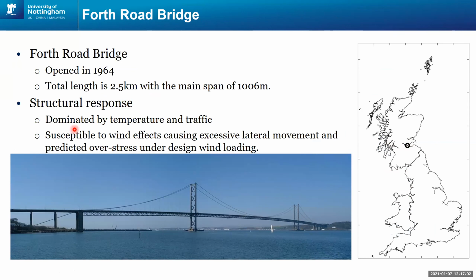One of the things about the bridge is that its structural response is dominated by temperature and traffic. That means if we're to try and understand the wind-induced behavior, we need to separate out those effects to get a representation of that. And we've been doing a lot of work on data analysis techniques, big data, and so on, in order to separate out the wind effects from the effects of temperature and traffic.